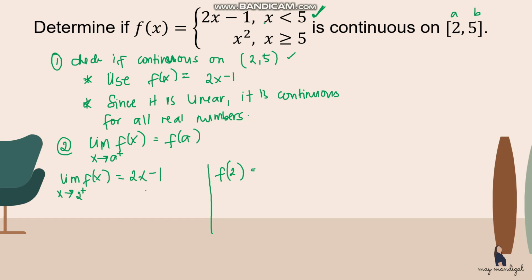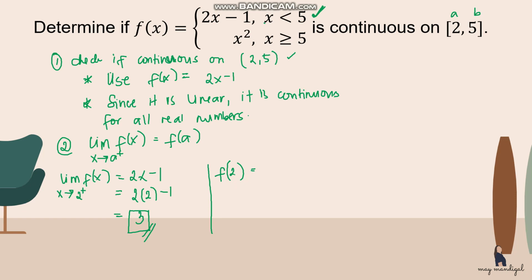And since this is a linear function, as what we discussed last time using limits of algebraic functions, we can just do direct substitution. So 2 times 2 minus 1. So we have 4 minus 1, which is 3. So this is now the limit of our function as x approaches 2 from the right.